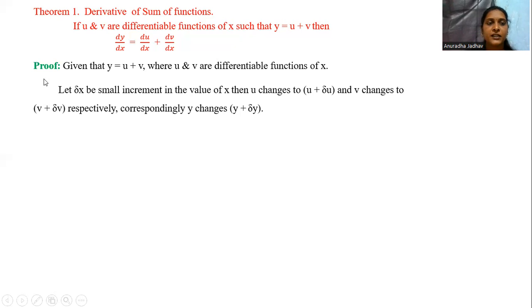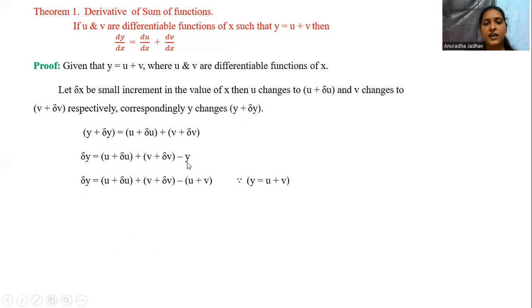Hence, if the small increment is delta x in x, therefore u changes to u plus delta u, v changes to v plus delta v, and then correspondingly y changes to y plus delta y. Substitute these values in above equation, that is y plus delta y is equal to u plus delta u plus v plus delta v. Shift y on the right hand side, therefore delta y is equal to u plus delta u plus v plus delta v minus y. Then substitute the value of y as u plus v. Here plus u and minus u get cancelled, plus v minus v get cancelled. Therefore it remains only delta u plus delta v, that is delta y is equal to delta u plus delta v.